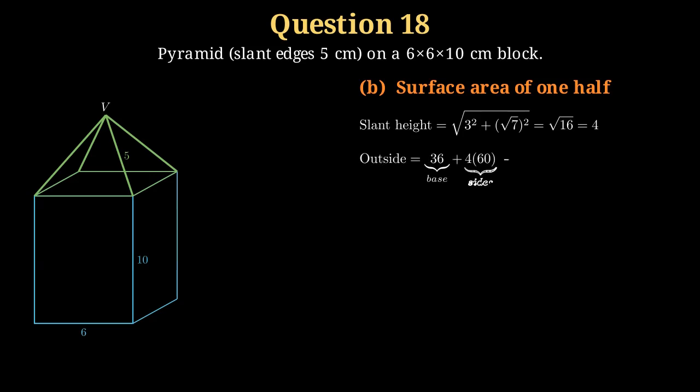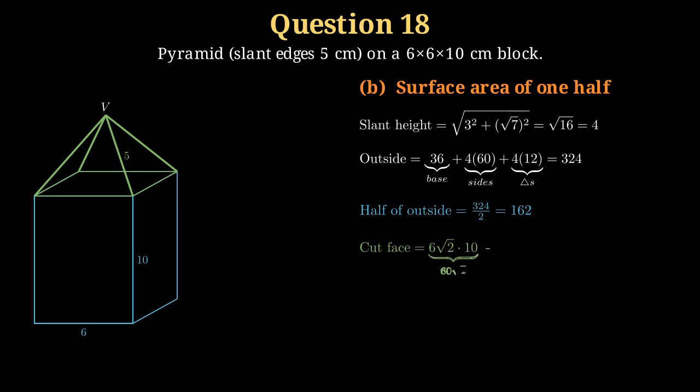The whole outside surface is the bottom, 36. The 4 block sides, each 60, so 240. And the 4 pyramid triangles, each 12, so 48. That's 324. The cut splits it equally, so each half gets 162, but the cut exposes a new pentagon face.